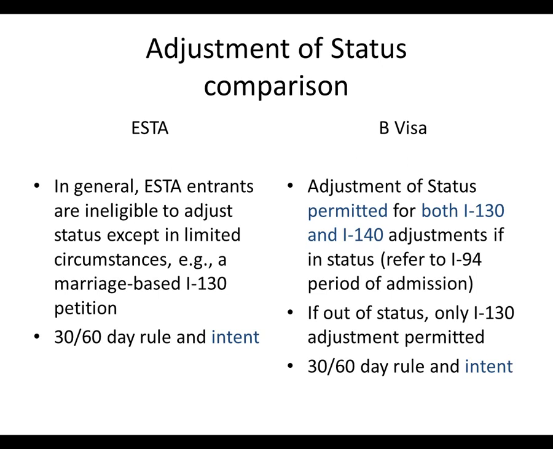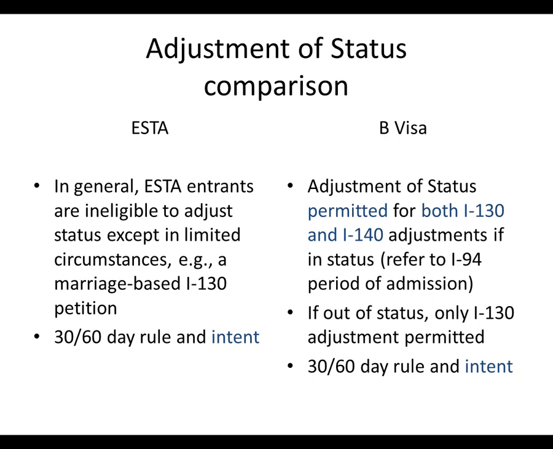Okay, so we went over extensions of status and changes of status, and now we're going to talk about adjustment of status under the ESTA program and the B visa program. So the guiding principle for ESTA entries is that you can't adjust your status when you enter under the ESTA program.